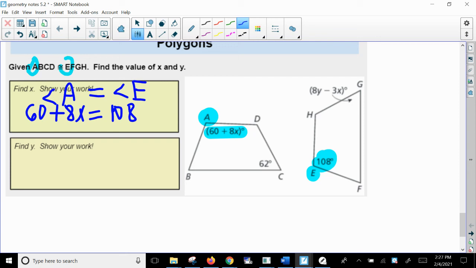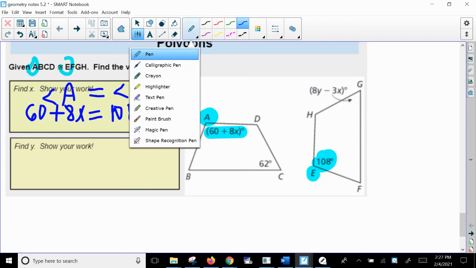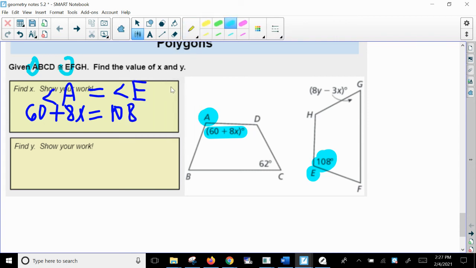Solve that equation for x. I did it with you guys in class, so I'm not going to solve it here. Okay, you solve it. You should have done it in class.